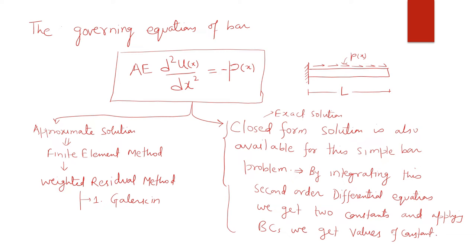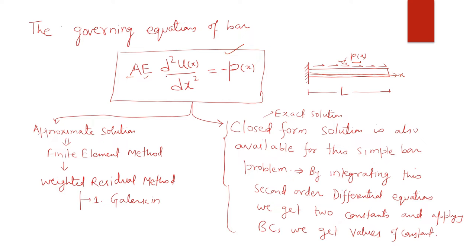We know that for a bar problem, this is the bar, and it has loading P of x and length L. The governing equation of a bar is AE d2u(x)/dx square equals minus P(x), where A is the cross-sectional area and E is the Young's modulus. P(x) is the distributed load acting on it, and u of x is the displacement along the x axis, the axial displacement.